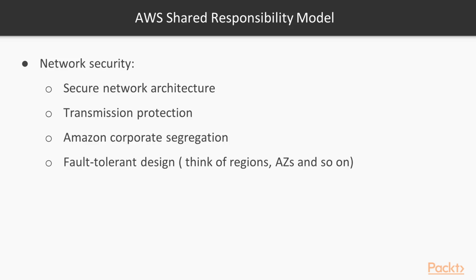They are also responsible for network security, for example, secure network architecture. Their network devices, including firewalls, are in place to monitor and control communications. Transmission protection: they use SSL for API access endpoints. Then there is the Amazon corporate segregation. So the AWS production network is segregated from the Amazon corporate network and will require different sets of credentials. And we have seen that AWS provide a fault-tolerant design with the availability zones and regions that they provide, as well as edge locations.